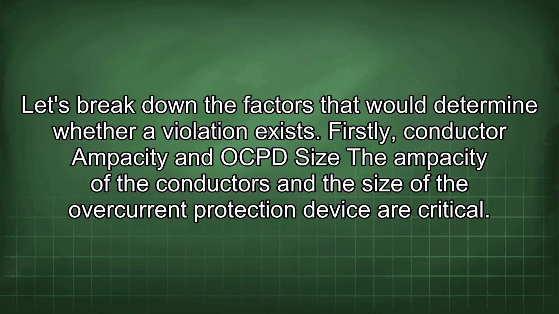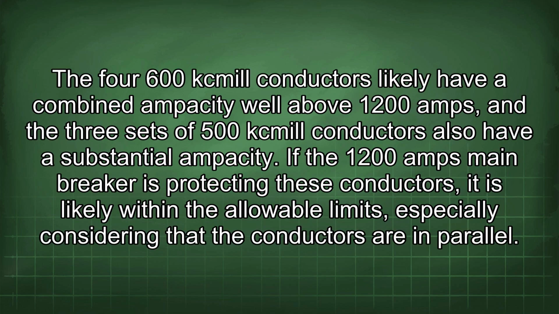Firstly, conductor ampacity and size. The ampacity of the conductors and the size of the overcurrent protection device are critical. The 4 600 kcmil conductors likely have a combined ampacity well above 1200 amps, and the 3 sets of 500 kcmil conductors also have a substantial ampacity. If the 1200 amps main breaker is protecting these conductors, it is likely within the allowable limits, especially considering that the conductors are in parallel.